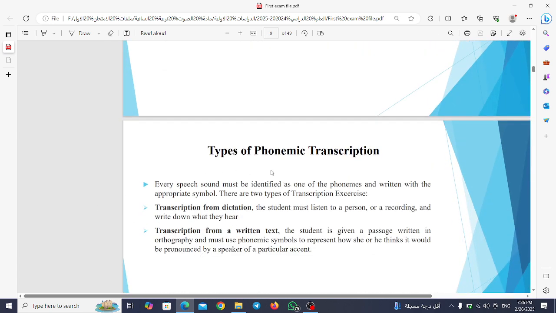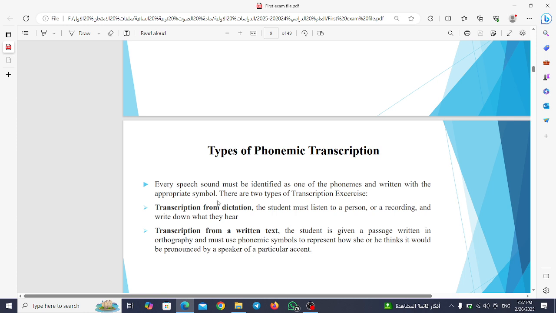Now, types of phonemic transcription. We have two types of phonemic transcription. Transcription from dictation, that is, the student must listen to a person or a recording, of course, and write down what they hear, or transcription from a written text. Now, the student is given a passage written in the orthography and must use phonemic symbols to represent how she or he thinks it would be pronounced.